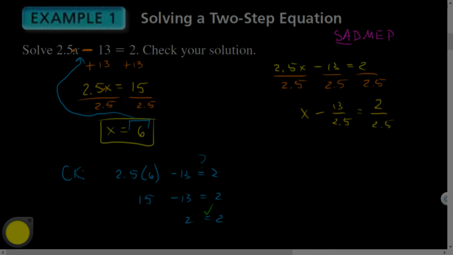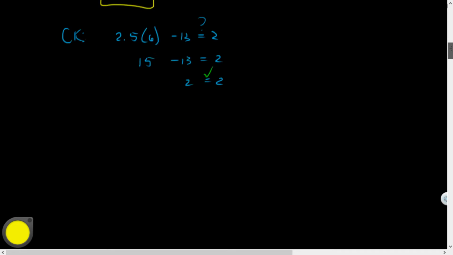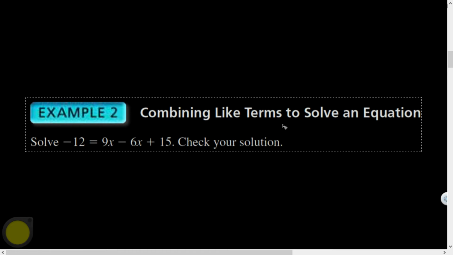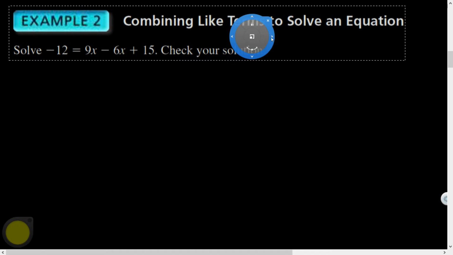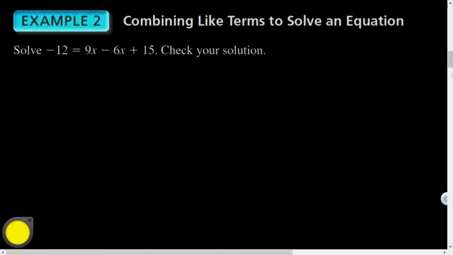Oh, here we go. Example 2, friends. Example dos. Pick it up a notch. We're going to spend a couple days on this lesson, by the way, so this is part 1. All right. Oh, my goodness. So I've got negative 12. Watch your equal sign. 9x minus 6x plus 15.